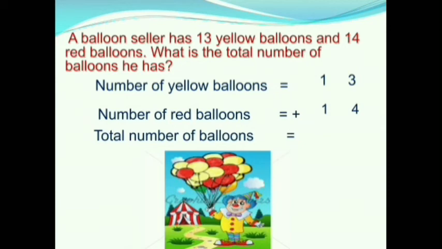Now we should find out the total number of balloons. First we should add the digits in the units place. They are 3 and 4. 3 plus 4 equals to 7. So we will write 7 in units place. Next we should add the digits in the tens place. They are 1 and 1. 1 plus 1 equals to 2. So we will write 2 in tens place. Therefore total number of balloons is 27.